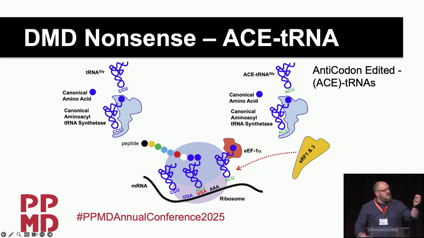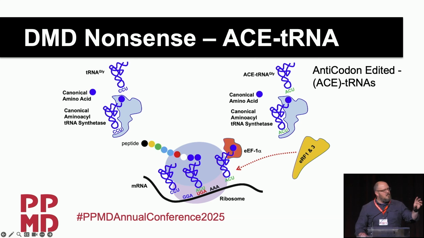That we call anticodon edited or ACE tRNA is still recognized by the enzyme that puts the amino acid on. It's recognized by that little helmet, brings it to the ribosome, and now when the ribosome gets to a stop codon, there's a tRNA present to then extend the peptide chain past that stop codon.